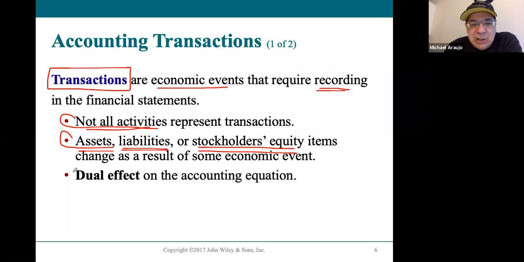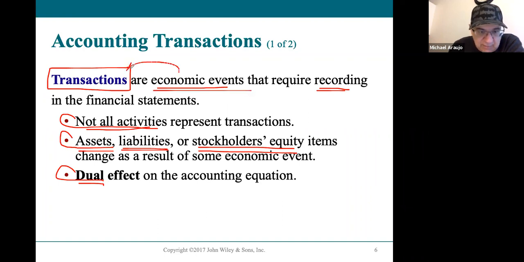And the last thing you need to know about transactions is they have a dual effect on the accounting equation, meaning that at least two accounts are affected by every transaction. Okay, so if there's an economic event, which is a transaction, then you can be sure that at least two different accounts are going to change. Okay, never is it just one account.